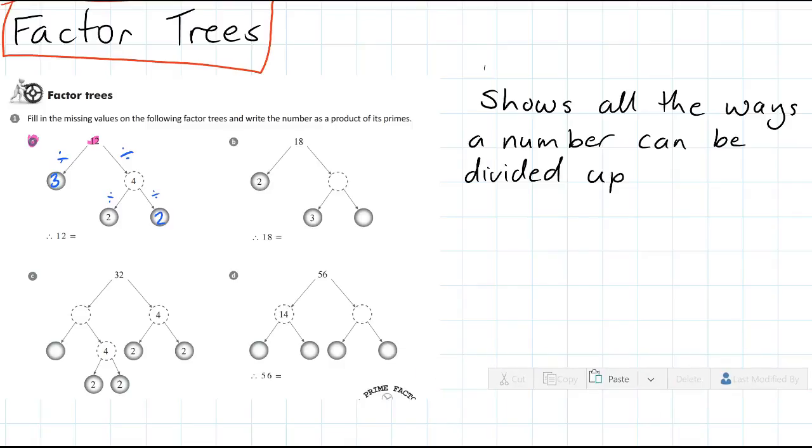Okay, and then it wants us to write, therefore, 12 equals now 3, because that's one of our prime factors on the bottom, times 2, because that's another prime factor, times 2, because that's another prime factor.